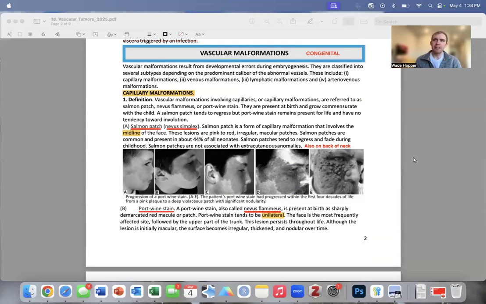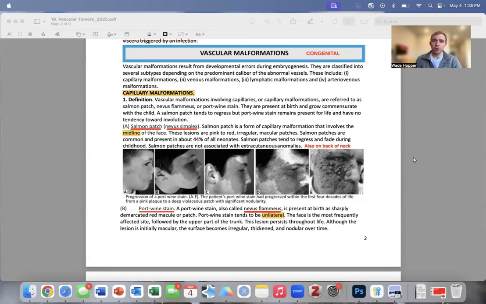And when they ask this on the test, they give you a photo of a baby or a kid, and they show you this flat pink macular area that's either on the forehead or it's on the back of the neck, and it's on the midline, and that helps you differentiate it from other things. Because anytime I've seen this asked on a question, it's on the midline. So it's a capillary malformation. It's completely benign.